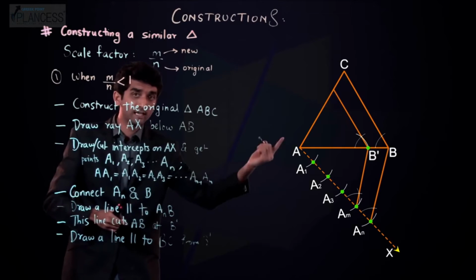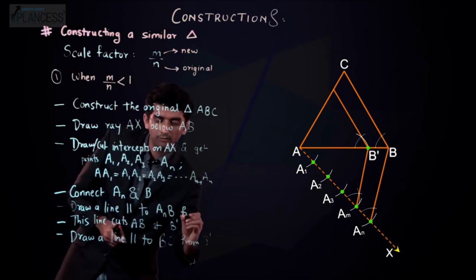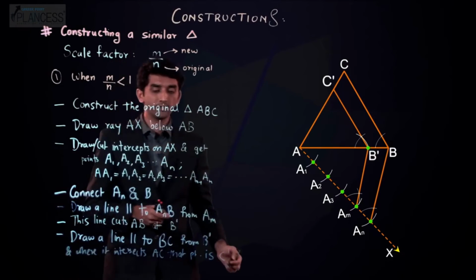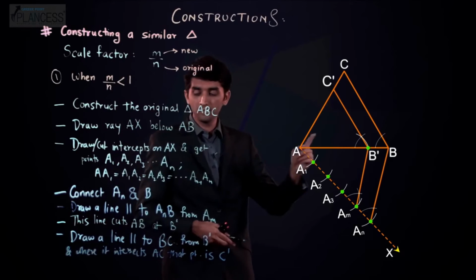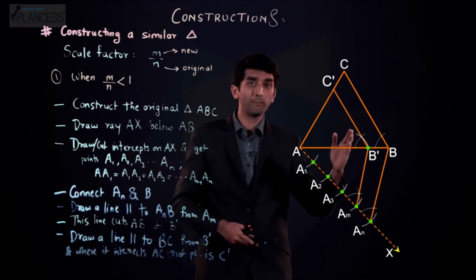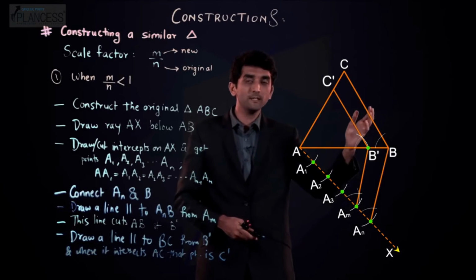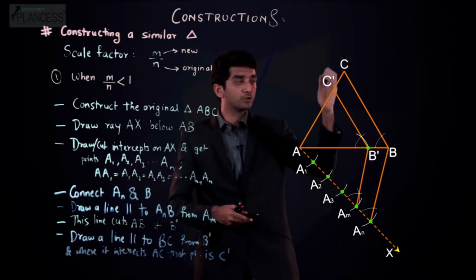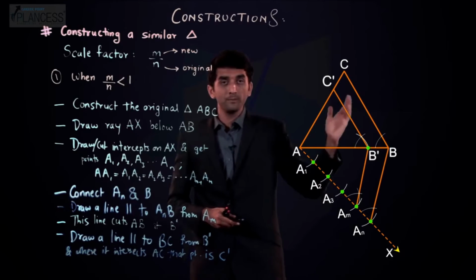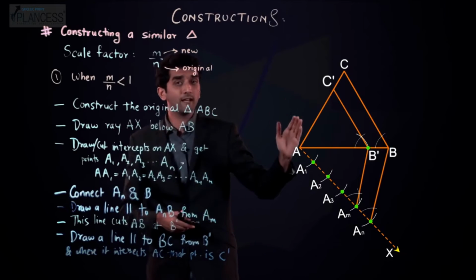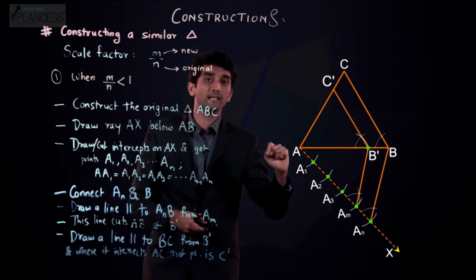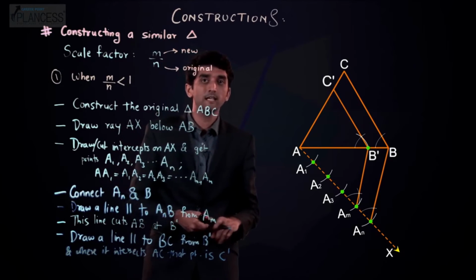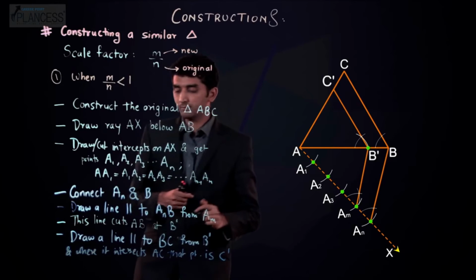So when we are drawing a line parallel to AB, we have to start this from A, right? That's what we have done in the construction. So likewise, even here, what we have to do is draw a line parallel to BC starting from B dash. So again the same technique has to be used. So we'll draw a line parallel to BC from B dash, and wherever this particular line intersects the original line, which is AC, then that particular point becomes C dash.